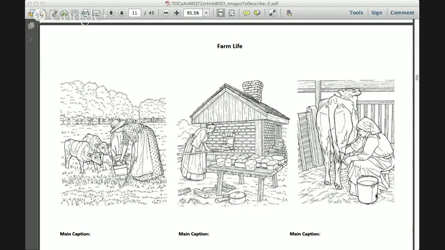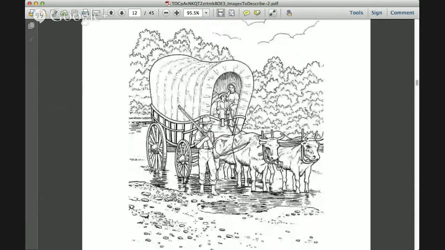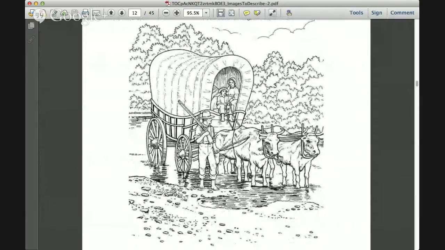Does anyone have any questions about these pictures or about the vocabulary? No? Okay. Great. Let's go to another one. Okay. This is Pioneer Family. So, Basho, it's your turn.